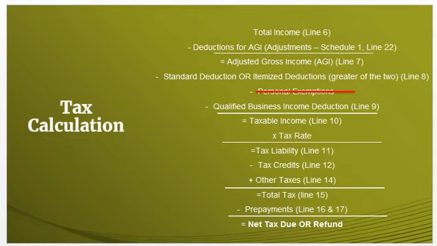So our tax calculation begins with total income. Now if you have a 1040 in front of you, you're going to find that total income can be found on page 2, line 6.